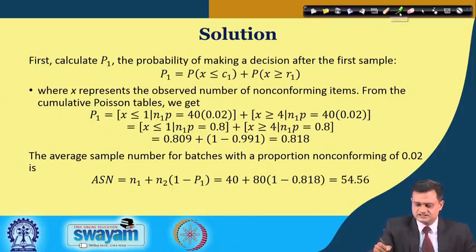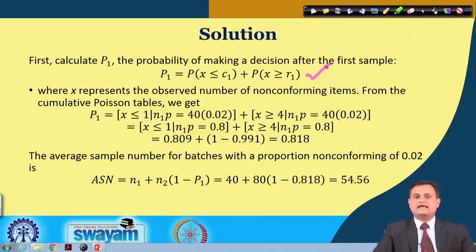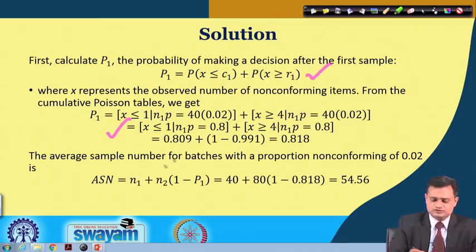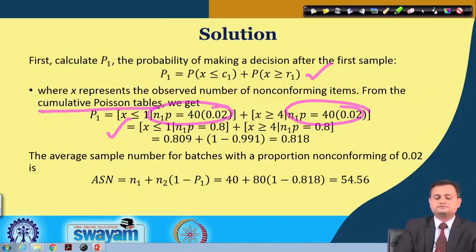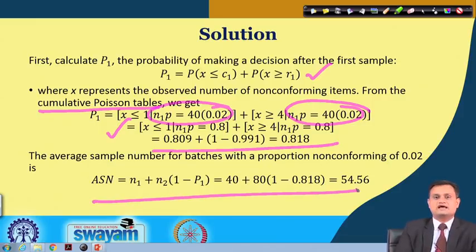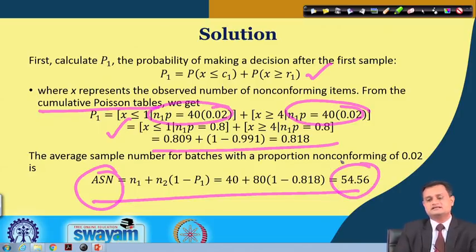So, I will apply P1 is equal to probability x1 less than or equal to C1 plus probability x1 greater than or equal to R1. I can plug in the values for n1p, and you can again refer to the cumulative Poisson table where you can refer the mean as well as the number of x, and you will get the values of probability. So, you can put these values and you will find that ASN is 54.56.